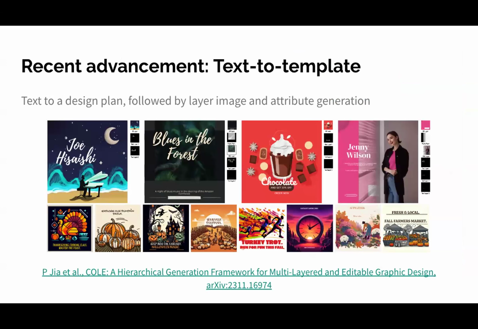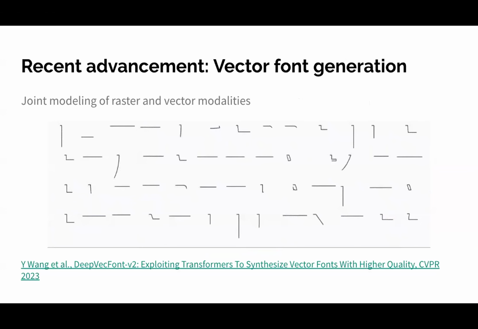Before going into the presentations, let me just introduce a few of the state of the art research in this topic. This is one kind of emerging topic, which is text to template generation. Usually text to image models generate images in terms of raster graphics, but here the text to template task is aimed at generating the document structure instead of raster pixels. A representative work is the one entitled Core by Jer and his colleagues, where he tries to generate the complete graphic design structure from the text prompt. This is one kind of representative recent topic in the domain of graphic design.